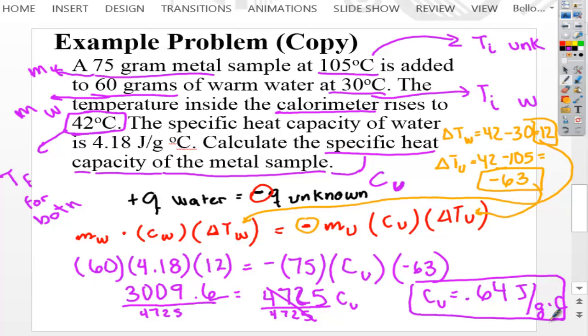Okay, when we're talking about calorimetry problems, then yes, we're going to use that. The heat gained by the water is equal to the heat lost by the metal. And then that's going to help us solve for the specific heat capacity. Okay? All right, I'm going to move on to the next problem.